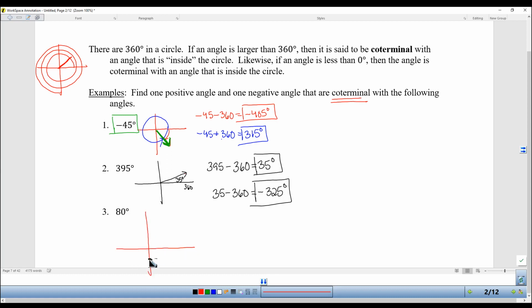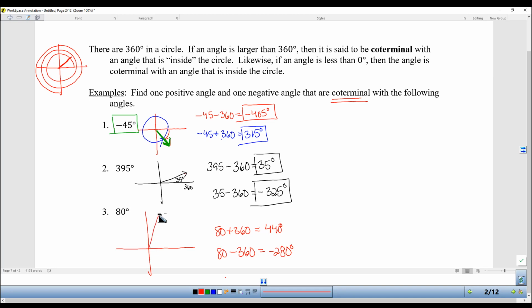So even if I didn't draw it, even if I didn't understand it, if you took 80 and added 360, and then you took 80 and subtracted 360, this is going once around the circle positive and then once around the circle negative, you would get a coterminal angle. This one would be 440 degrees, and this one would be negative 280 degrees.